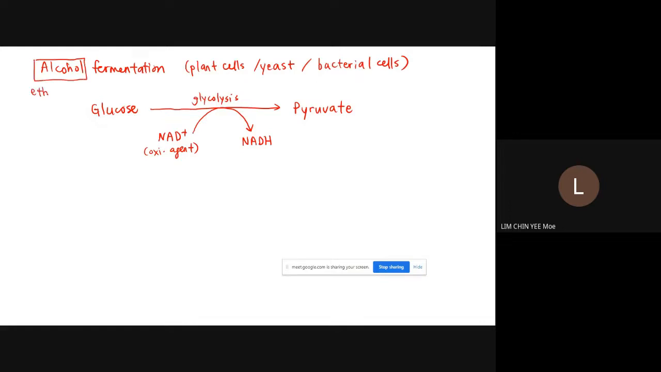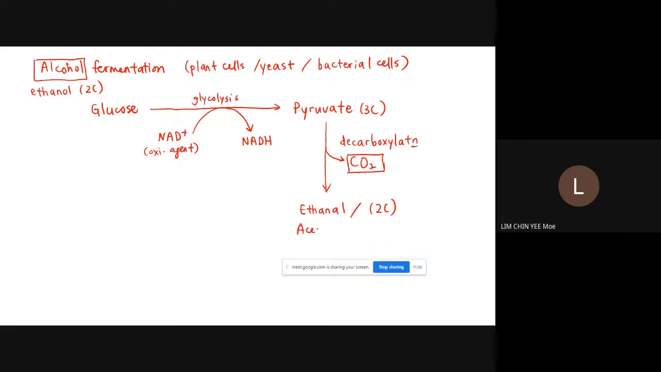Now, alcohol fermentation, alcohol dekat sini ialah ethanol. Ethanol ialah 2 karbon, tapi pyruvate ialah 3 karbon. So maksudnya, untuk jadi 2 karbon, dia melibatkan decarboxylation, whereby in this process, carboxyl group dia buang jadi carbon dioxide. So carbon dioxide will be released as one of the byproducts.